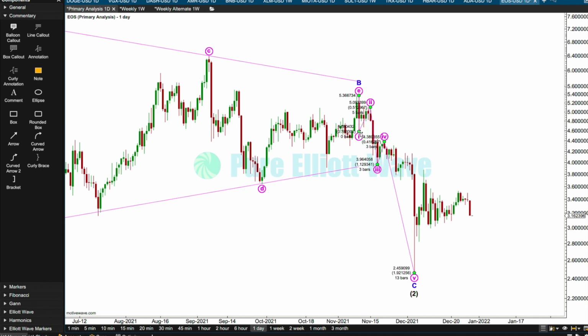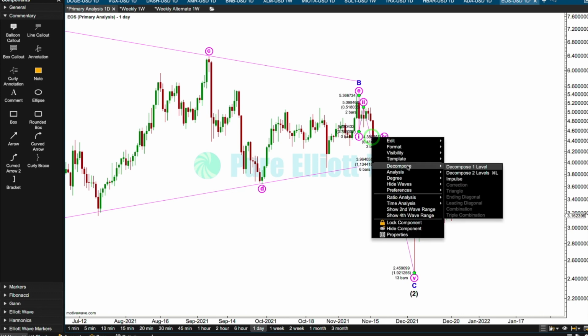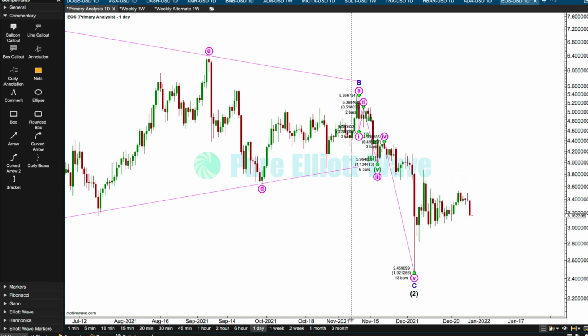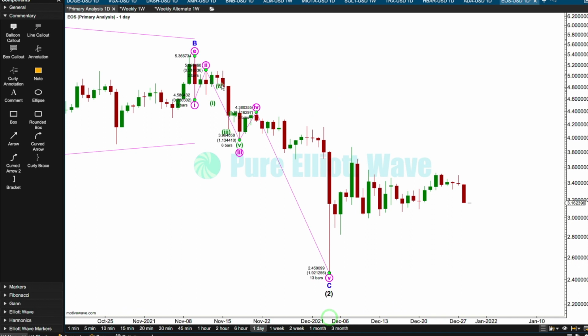Or actually, possibly. What's this high? 5.093399, and this high 5.098, so I think I want to put 2 there, and then that means 3 here. Subdivides beautifully as an impulse. Let's expand this out so we can see what we're working with here.